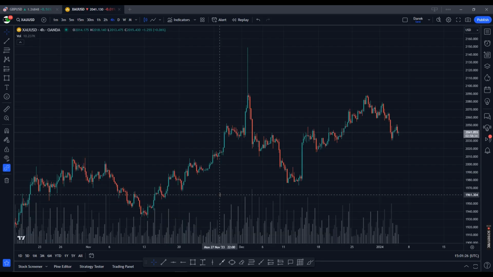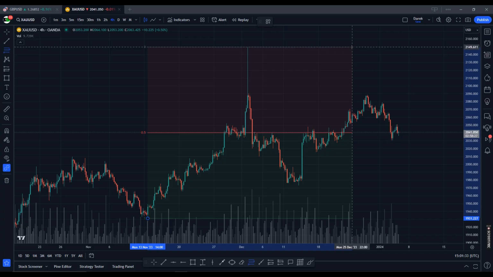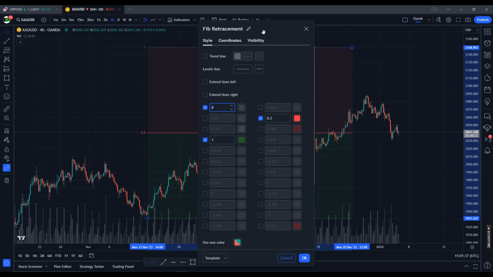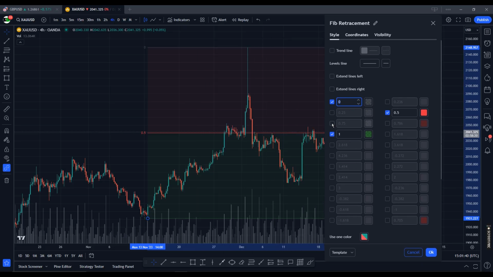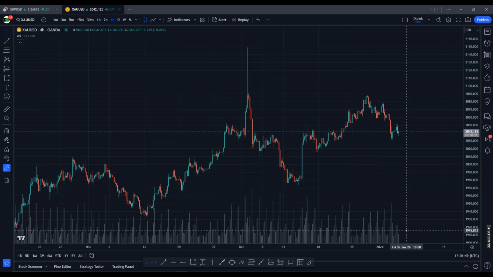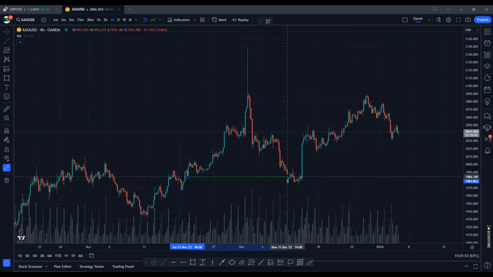Here we have another example. The price mitigated over 70% of this entire bullish move. Let me just turn on the fib level to show you. And we also broke this point of structure. We also have this area of demand.